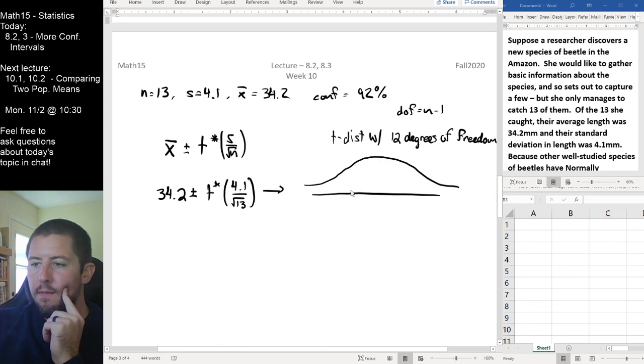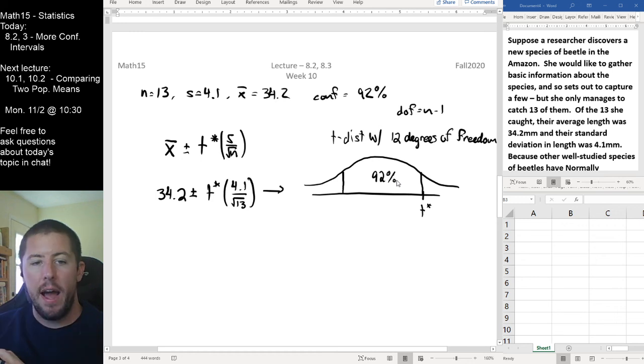What we're interested in finding here is where T star is. T star is always going to be the upper bound of the middle confidence percent right there, right? So we are interested in finding the estimate surrounding our middle 92% right here. We are interested in where T star is. This is the cutoff between being in the middle 92% and not.